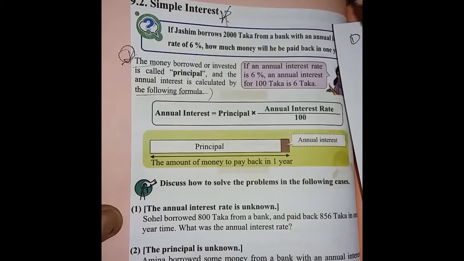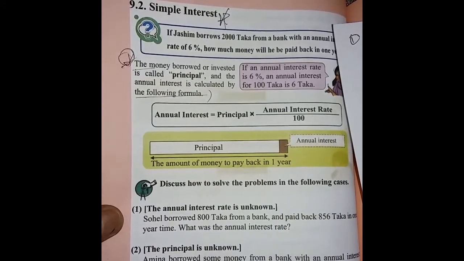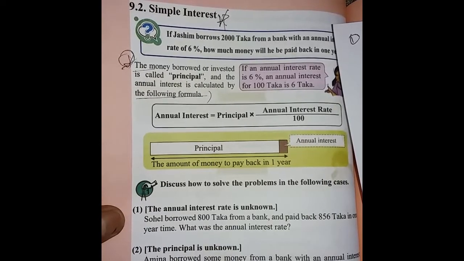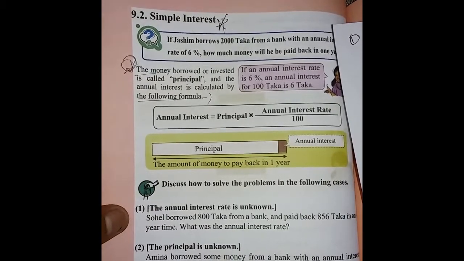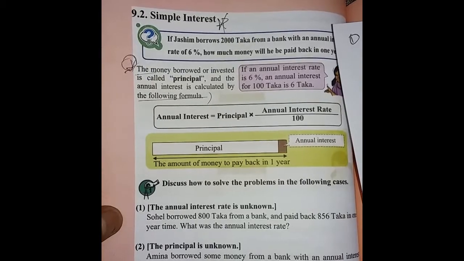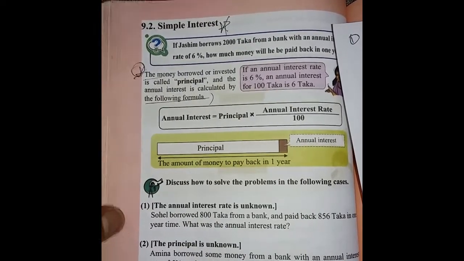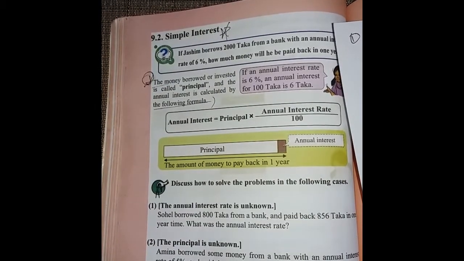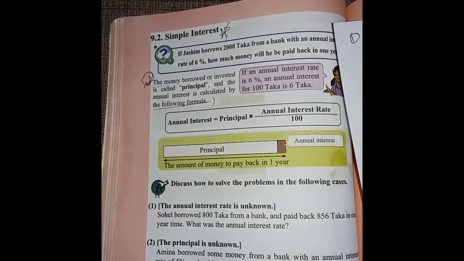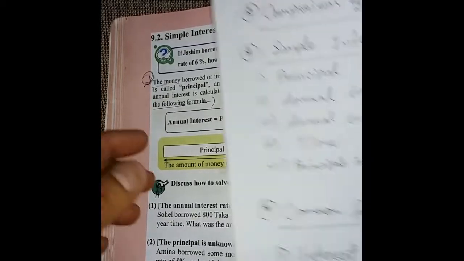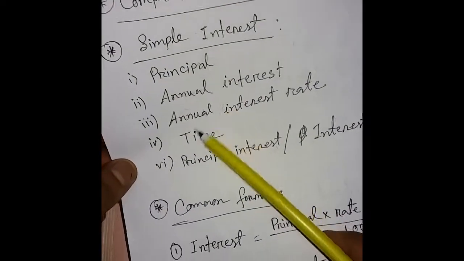Like that, if you borrow from a bank 10,000 taka for 2 years, then the principal is 10,000 taka. Or if you deposit some money like 5,000 taka for 10 years in the bank, then this 5,000 taka is what? Principal, right?